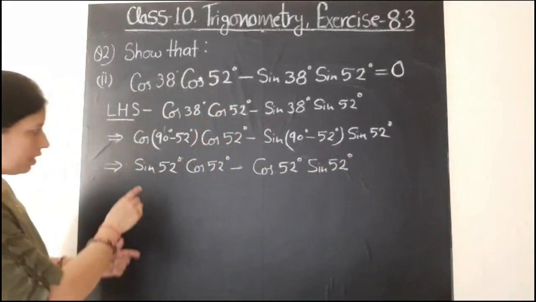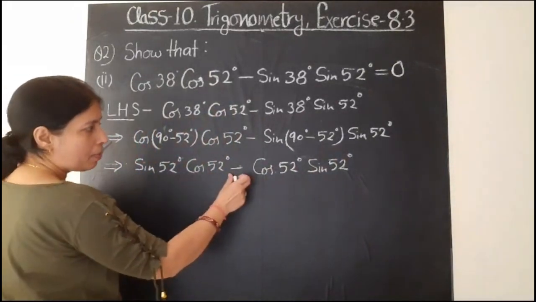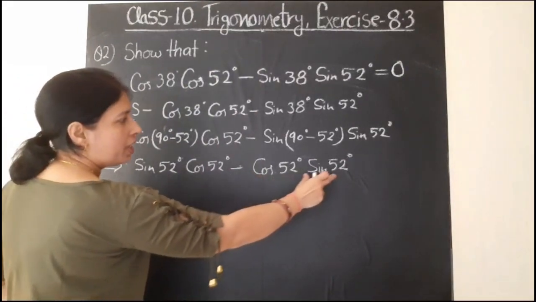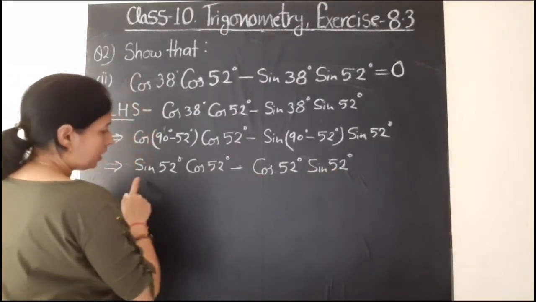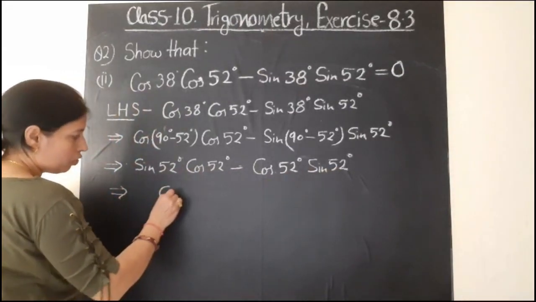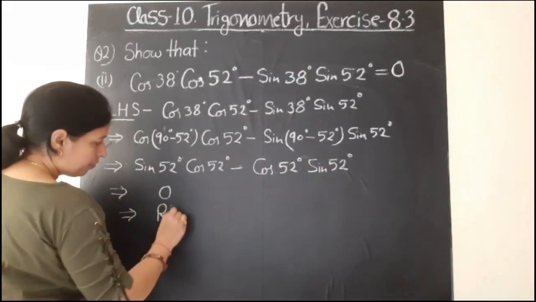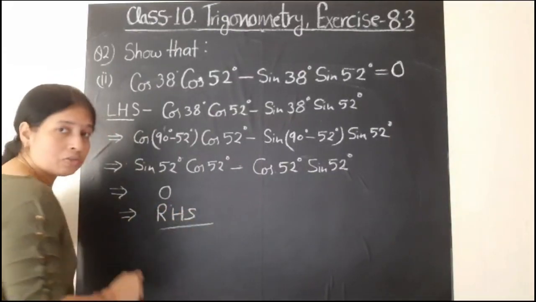So you can see that here sin 52 degree into cos 52 degree minus cos 52 degree into sin 52 degree. Both are same. So you will get 0. So this one is RHS. So here LHS is equal to RHS.